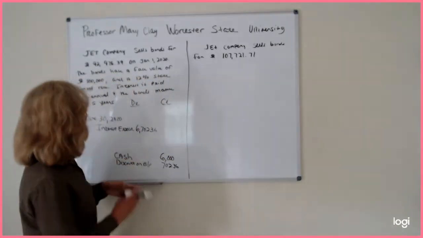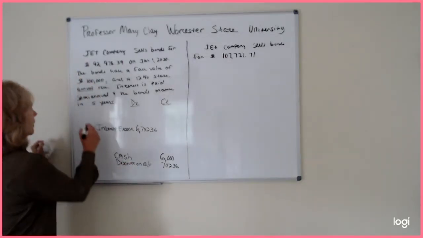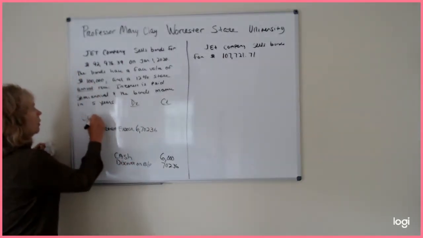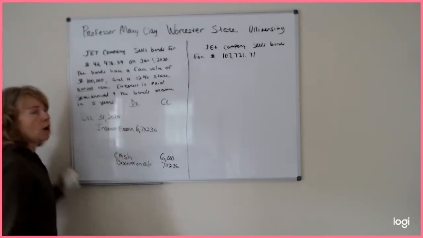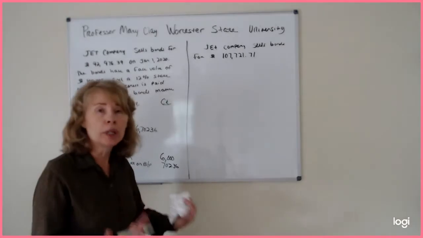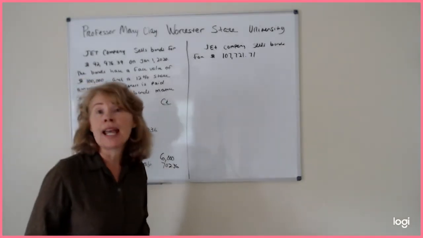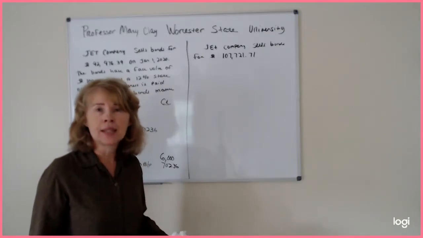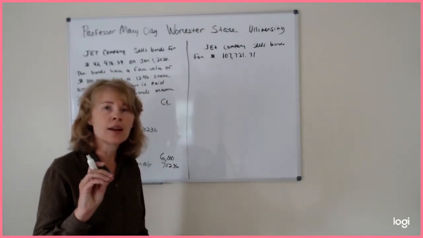I'm going to change the date. This is December 31st, 2020. What will be the same? The interest expense will be the same. You're still going to record that interest expense. The discount on bond payable will still be the same. However, it's an accrual. Don't touch cash.